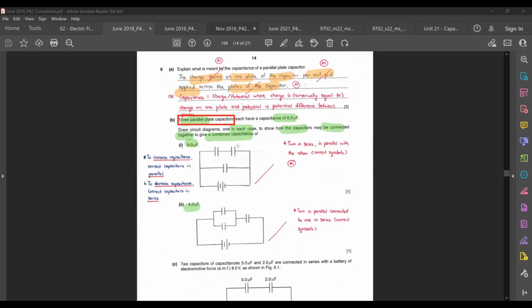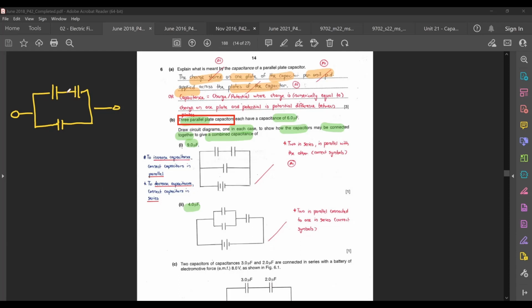For the 9 microfarads one, you could have just connected it in this way. This one I'll just draw on the left hand side. You could have just connected it in this way, where you have the first 2 connected in series, and then they are connected in parallel to the third one, like this.